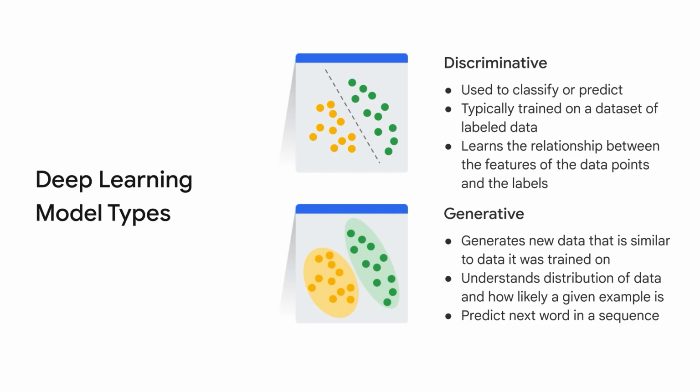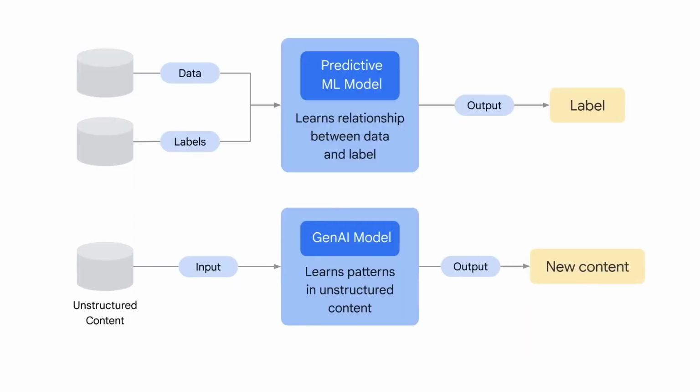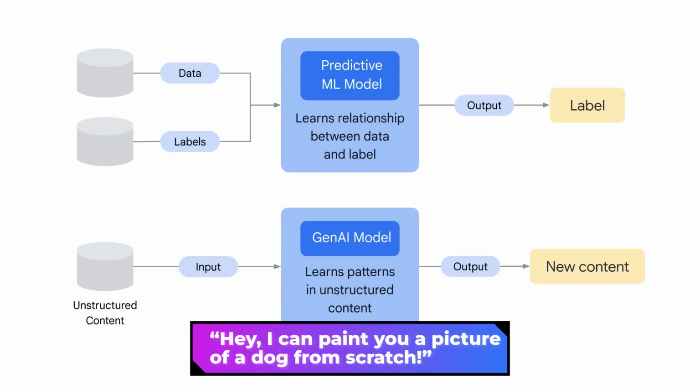On the flip side, generative models are more like the Da Vinci. They create new content based on a learned probability distribution of existing data. Take this analogy. A discriminative model sees a picture and says, "That's a dog, not a cat." While a generative model says, "Hey, I can paint you a picture of a dog from scratch."